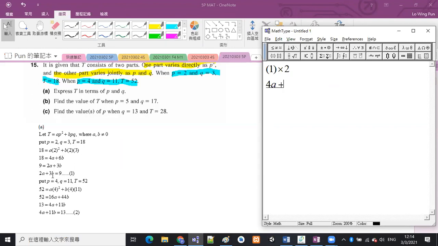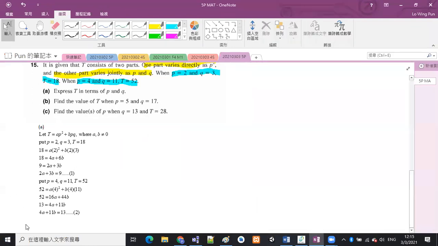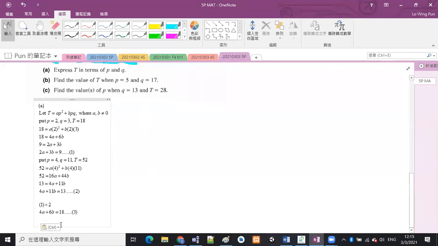plus 3B becomes 6B equals 9 times 2 becomes 18. Okay, so I label this to be equation 3. And now, from equation 3 and equation 2, we notice that both A terms are equal to 4A, so we are ready to use the subtraction on the equation.